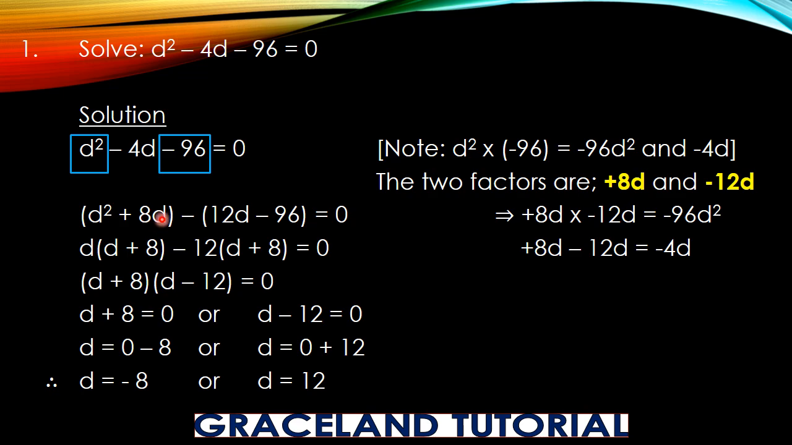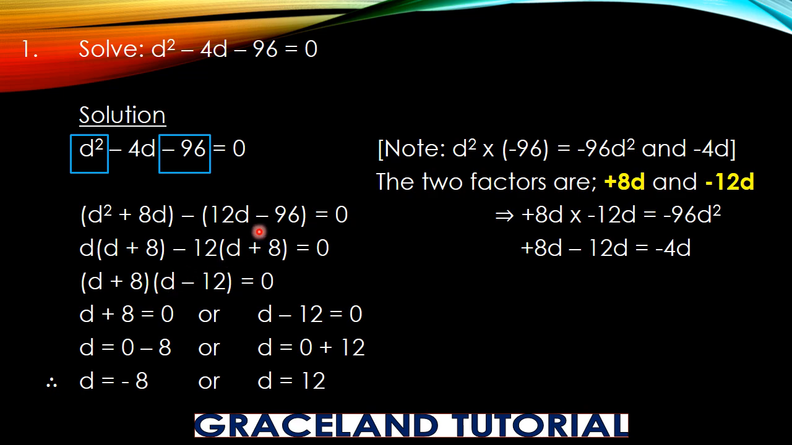D squared plus 8d. What is common in this particular one? D is common to both. Now let that D be outside the bracket. Then D in D squared will be D, plus D in 8D will be 8. Remember, the D will cancel this D. Then you have 8. So what you have in the bracket there is D plus 8.